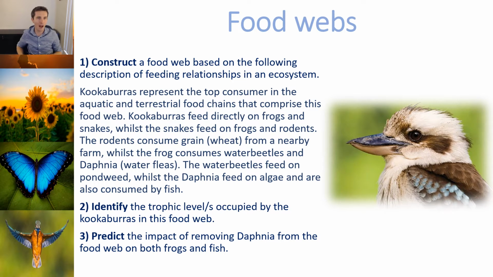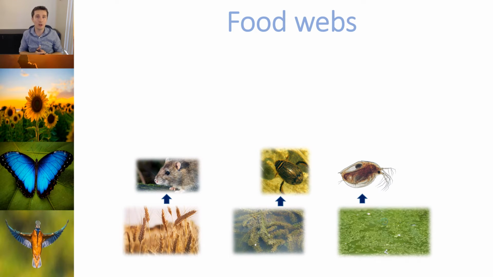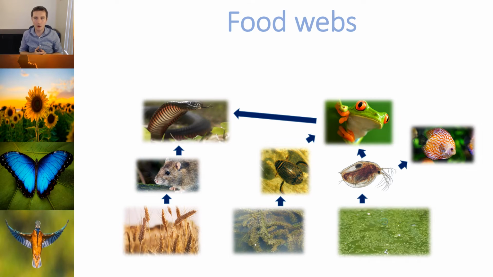Flipping over right now. When we start with our food web, we've got our producers, so we've got our wheat in the farm, our waterweed, and we've got our algae. Then you put in your primary consumers, so you should have had your mouse, your water beetle, and your Daphnia, these funny looking little creatures over here. Going on to the second order consumers, we've got our snake, our frog, and our fish. And our tertiary consumer here, we've got the kookaburra.